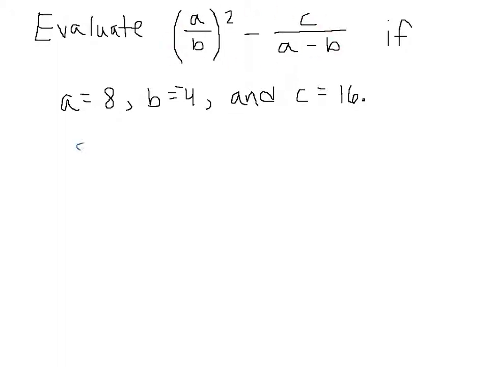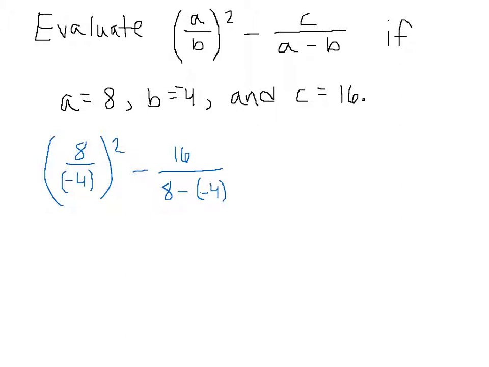My A is 8 and my B is -4. I'm going to put that inside parentheses because that's important. And we're going to square that whole thing. Minus my C value is 16 over my A value is 8 minus my B value. My B value is -4.